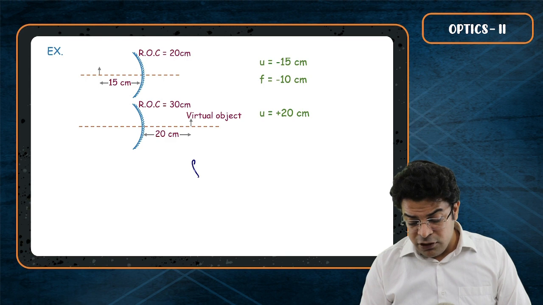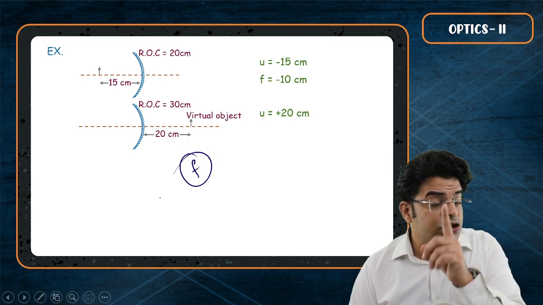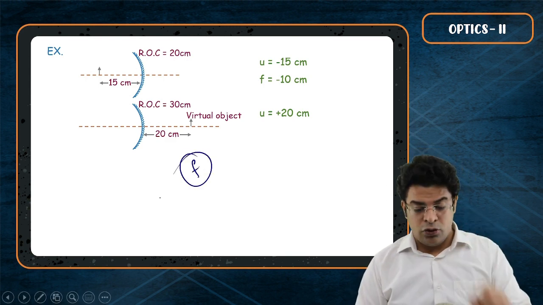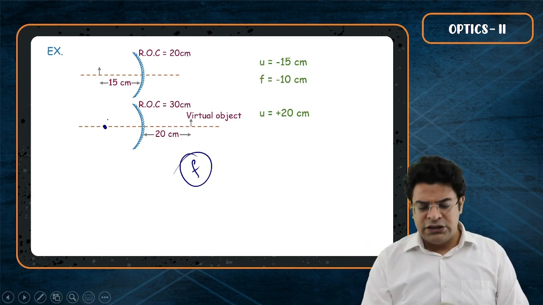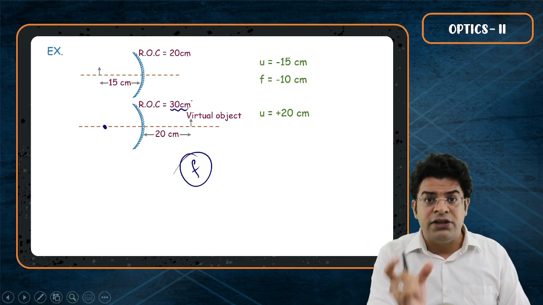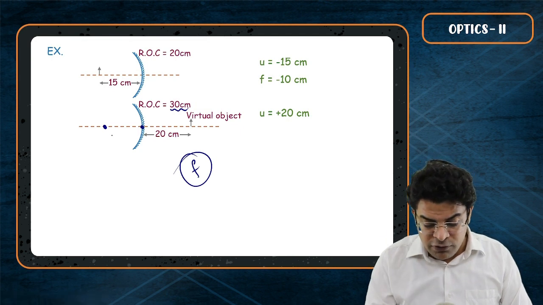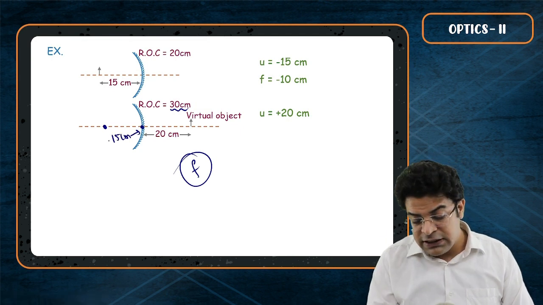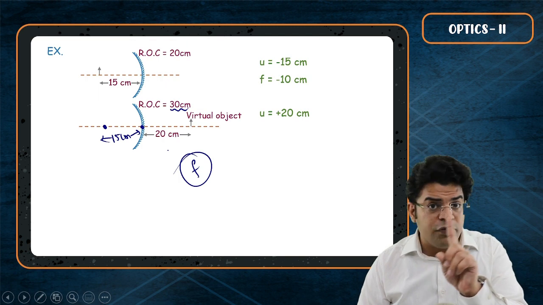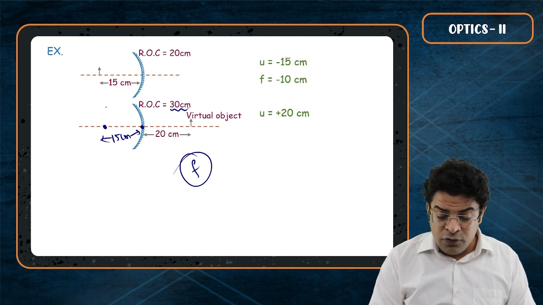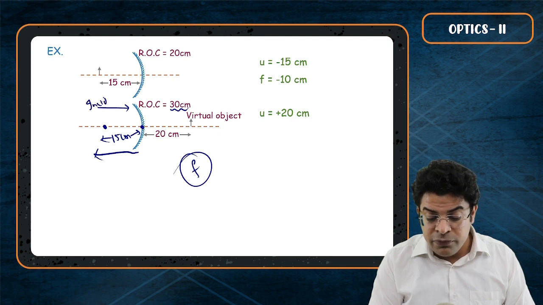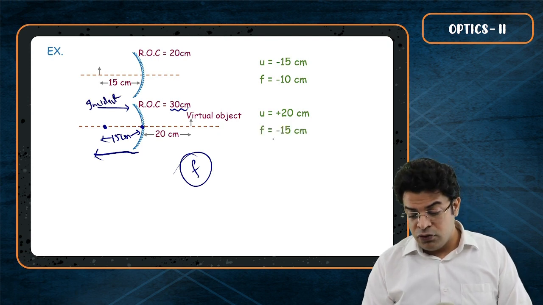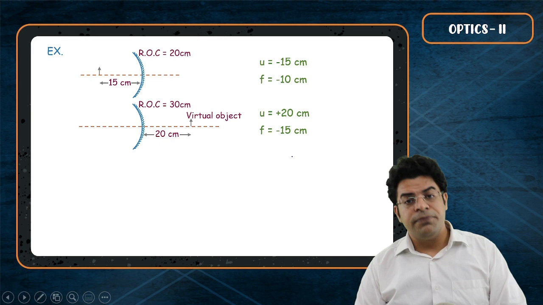Now what will be the value of f? F is the position of focus with respect to pole, and for this particular mirror having radius of curvature 30 centimeter, the focal length, the distance of focus from the pole, will be 15 centimeter. The distance is 15 centimeter, f is not 15 centimeter. To reach the focus you have to move in direction opposite to the incident ray. So you will say that f comes out to be minus 15 centimeter.